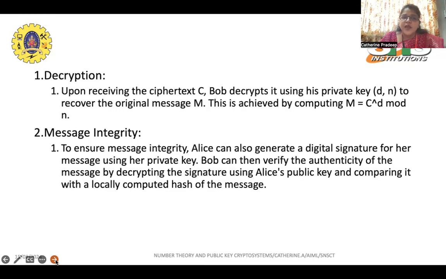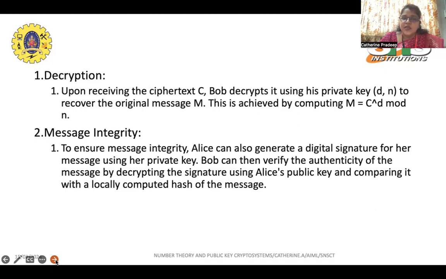Now the decryption part. Upon receiving the ciphertext, Bob decrypts it using his private key (D, N) to recover the original message M. This is achieved by computing M = C^D mod N. You always know that decryption will be the reverse of encryption. So here the message integrity is achieved.